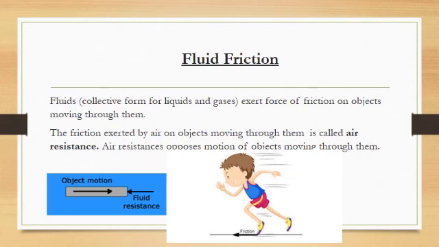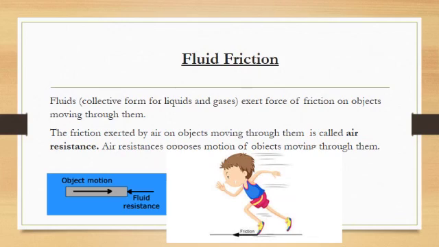Earlier, students, you have studied that whenever a solid object moves over some solid surface, frictional force comes into play. That means it opposes the motion between two surfaces in contact. But what happens when an object moves through air? Yes, air also exerts a force of friction on the object that moves through it.